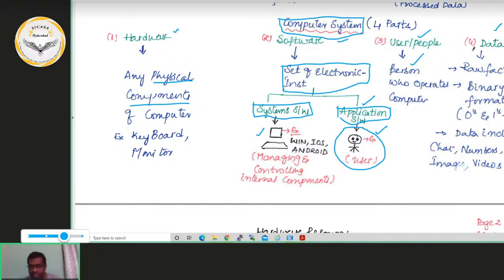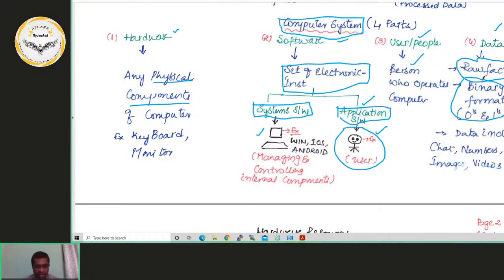Next one is called data. So what do you mean by data? Data is nothing but raw facts. How does a computer store the data? A computer stores the data in a binary format. So what do you mean by binary format? Any combination of zeros and ones is called binary format.